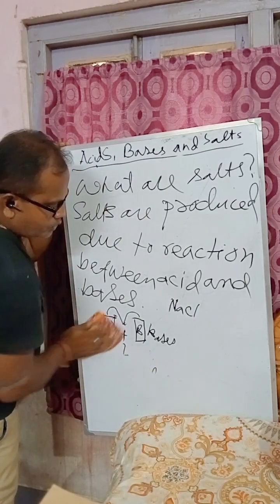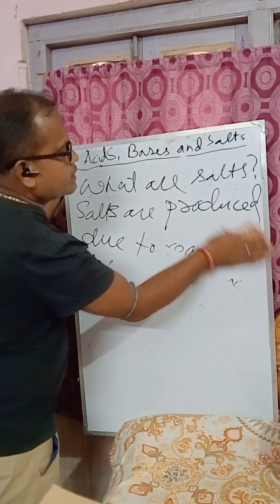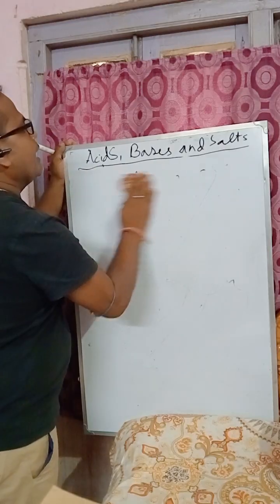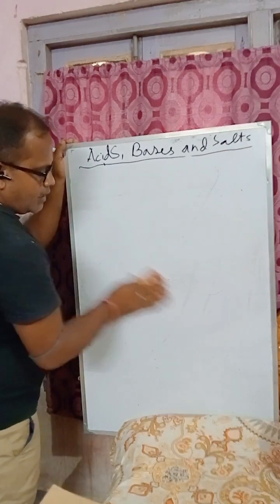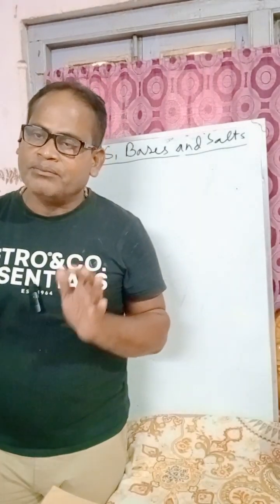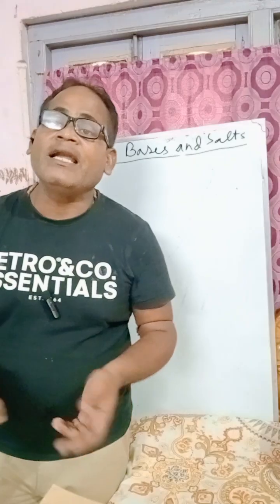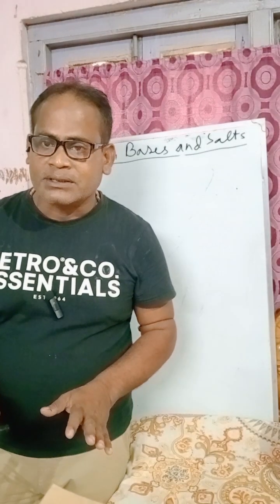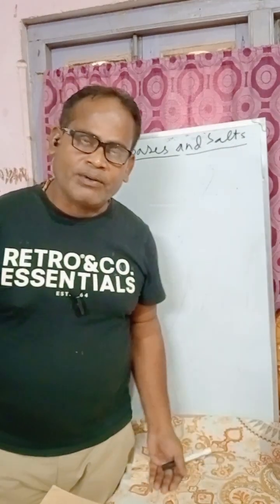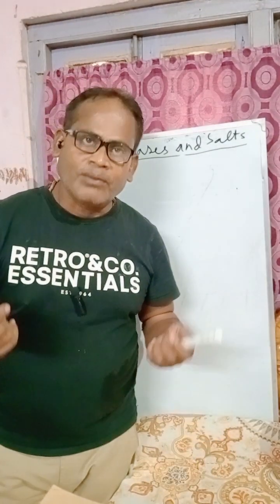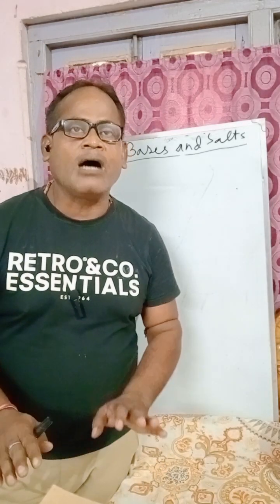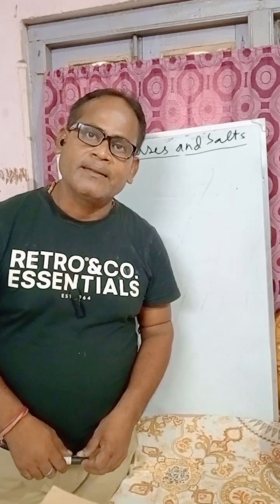So my dear student, as this is my first class on the chemistry chapter acid, bases and salts, I think I have given you the primary concept of acid, bases, alkalis and salts. I hope you have understood what is acid, what is base, what is alkalis and what is salt, and how they get formed, right?